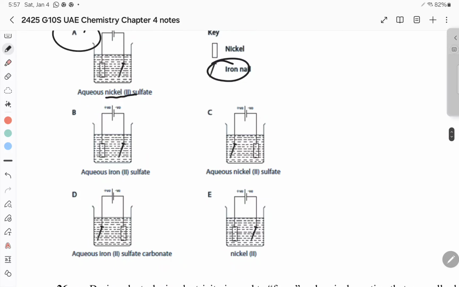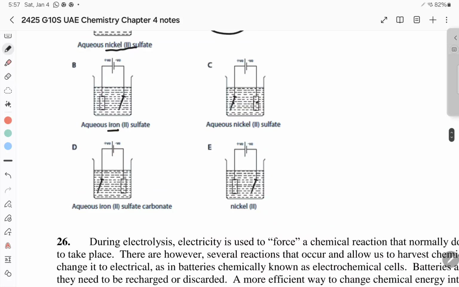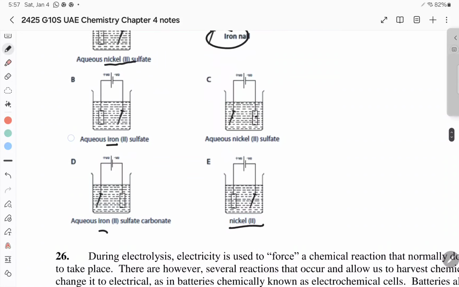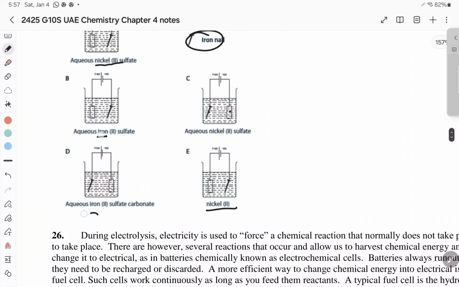So here it's wrong because these are switching places. Here it's wrong because the iron and the metal are in the wrong places. Here you can't just have nickel, you have to have an aqueous solution of it.